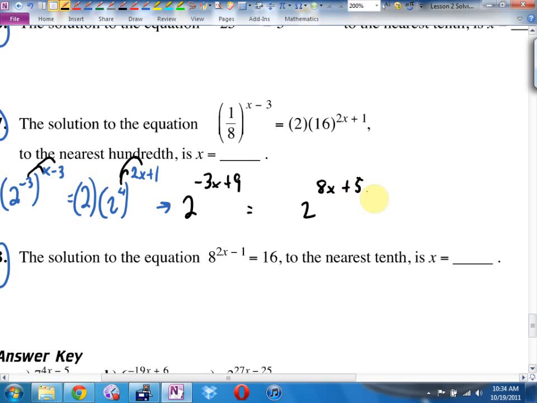Are my bases the same? Do I have 1 base equals 1 base? Then I can equate the exponents. The actual equation I'm going to solve is negative 3x plus 9 equals 8x plus 5. I think you'll get 4 equals 11x when you minus 5 from both sides and plus 3x to both sides. I think you'll get x equals 4 over 11, and they want it to the nearest hundredth.